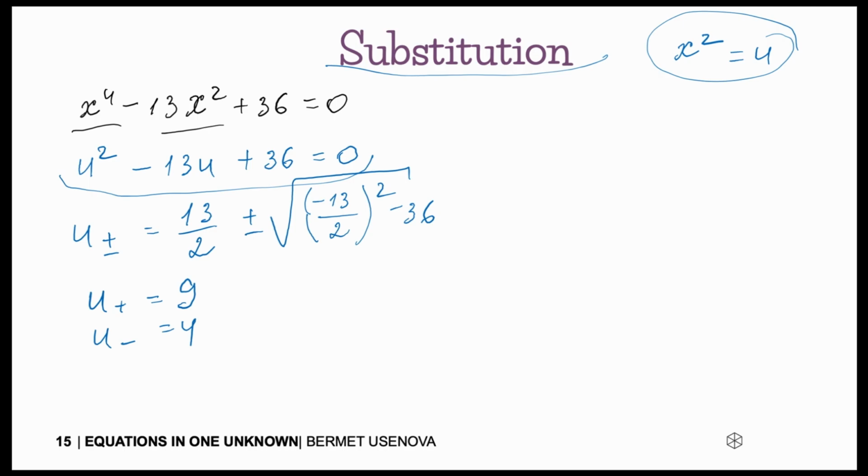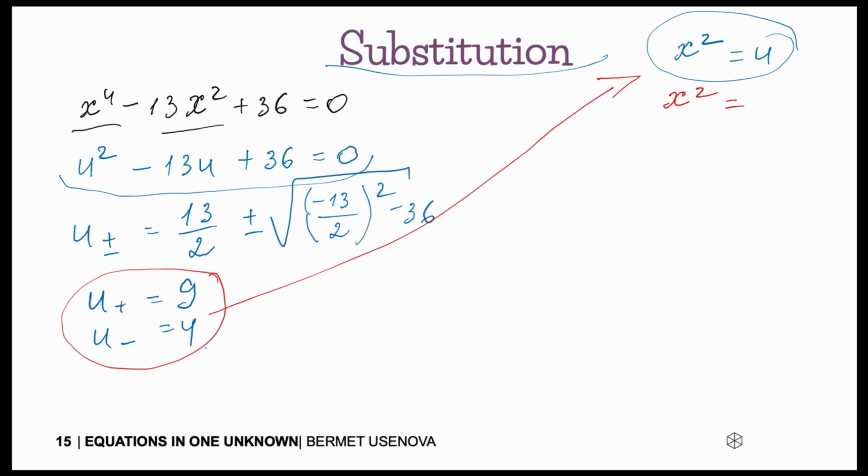So here we have 2 solutions, and because we found these 2 solutions, we can now take these solutions for u and put them here to find x squared. x squared will be, let's take the 9, equal to 9. There are 2 numbers which could give us 9: it's 3 and minus 3. So we will have x1 equals 3 and x2 equals minus 3. So we have 2 roots here.